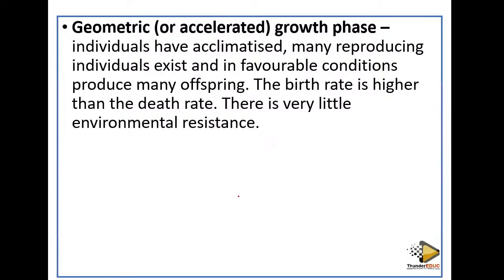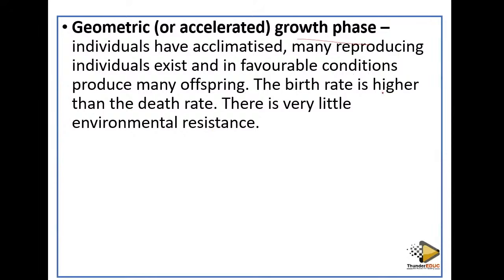So in the geometric phase, you still have what you call the accelerated phase, or the growth phase. Individuals have accumulated here, and they have accelerated. They have the reproductive mates where they are going to be reproducing from. There is enough food, there's enough space. All these things are available, meaning that there is nothing which is going to stop them from reproducing. So many reproducing individuals exist in favorable conditions, and they produce many offspring.